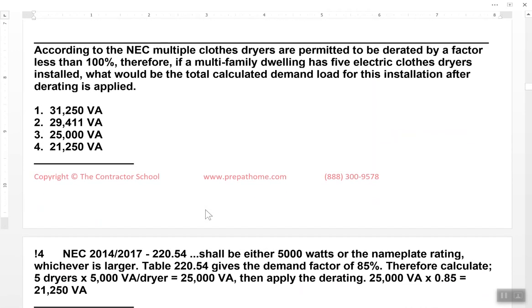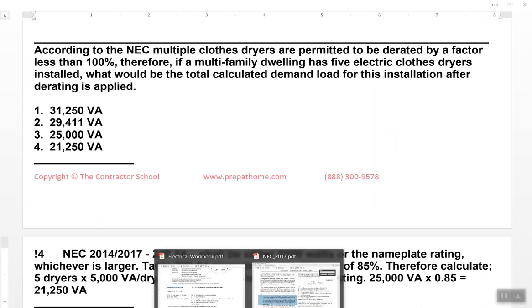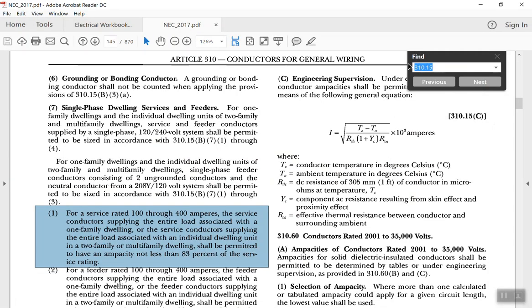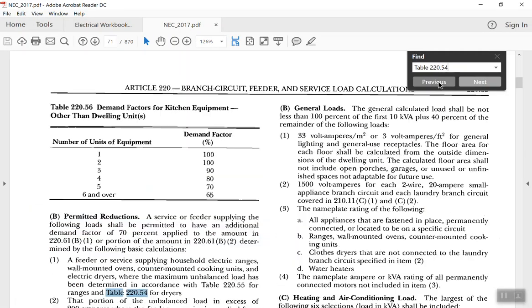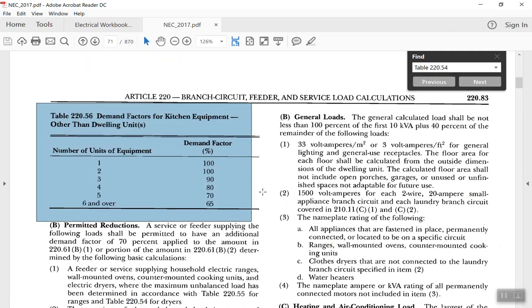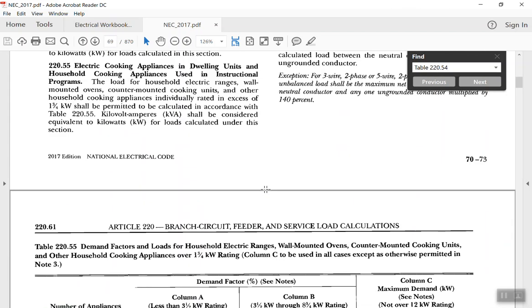According to the NEC, multiple clothes dryers. Oh, okay, I told you we'd need this one. So multiple clothes dryers. Let's go ahead and turn there. That's a table. Maybe you guys are already hustling your way over to the table, and that would be wonderful, right? Table 220.54, if you recall. 220.54, 220.56, I told you, is also on the exam, but that's not the one we need this time.